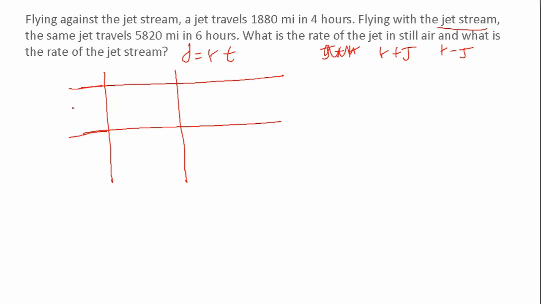And I'm going to call this against, and this with. And I need another bracket here. Okay, so I'm going to let this be our rate, time, and distance.